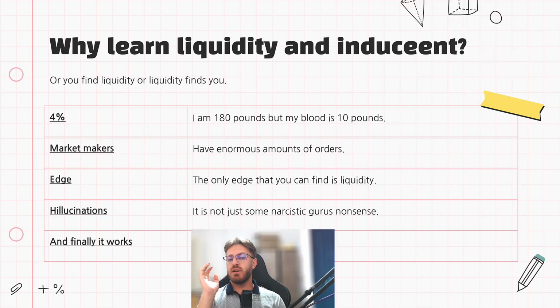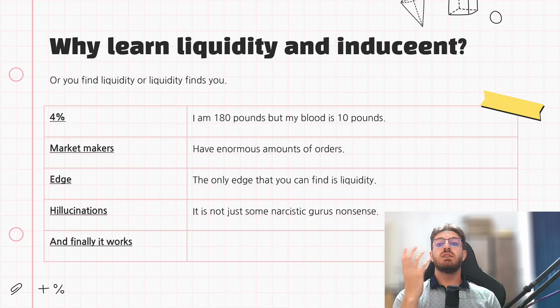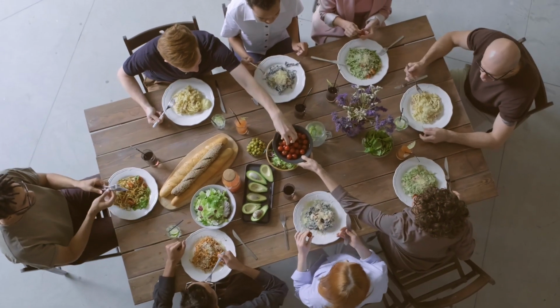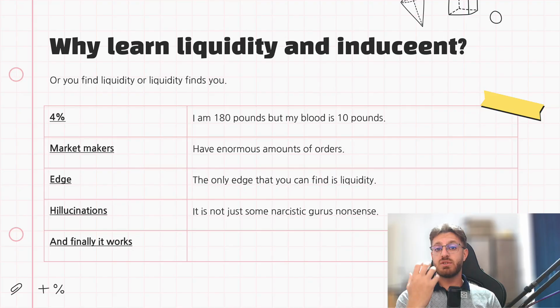And put the BS of those technical traders aside. Yes, we retail traders are 4 or 5% of the liquidity of the markets, but I am 180 pounds, but my blood is 10 pounds. My food is about 2 or 3 pounds a day. So the liquidity is the blood that is necessary and streaming into the markets.